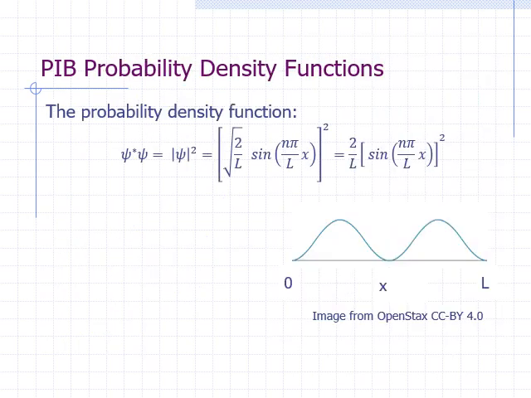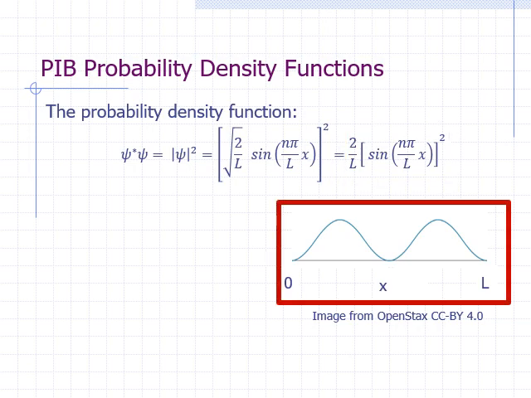Let's take a look at the probability density functions. The probability density function is obtained by multiplying psi by its complex conjugate, which we can also write as the square of the absolute value of psi. Replacing psi by square root of 2 over L times sine n pi x over L, we get 2 over L times the square of sine n pi x over L.